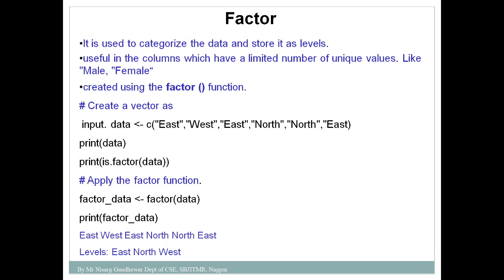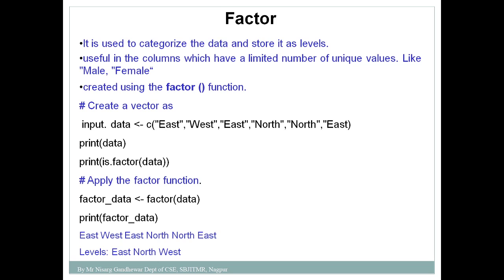Now the second last data object that is available in R is a factor. So what is the use of factor? When can factor be useful? It is used to categorize the data and store it as levels. So we need to see when to use factor. Factor is generally used when we have data available in a particular column, but that data has a limited number of values. For example, in case of gender, you may have values male and female. So factor is useful for categorizing data and storing it as levels.